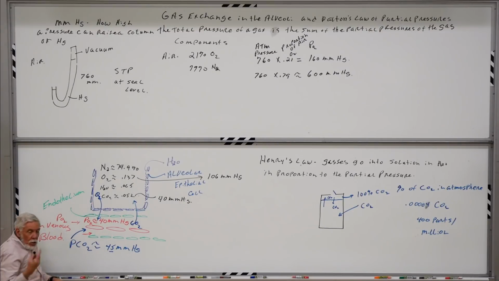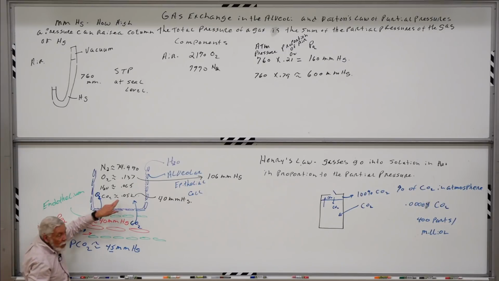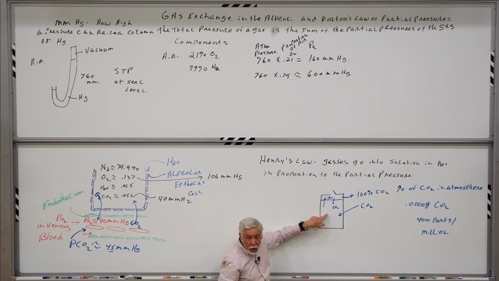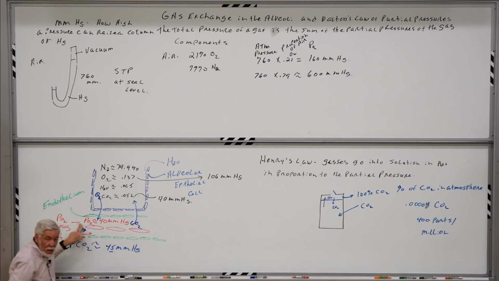So now you start diving. You go down 20, 30 meters. Now suddenly the pressures get to be greater. So these gases are going into solution in proportion to their partial pressures. So we've increased the pressure of nitrogen, so we put more nitrogen in solution in the blood plasma.